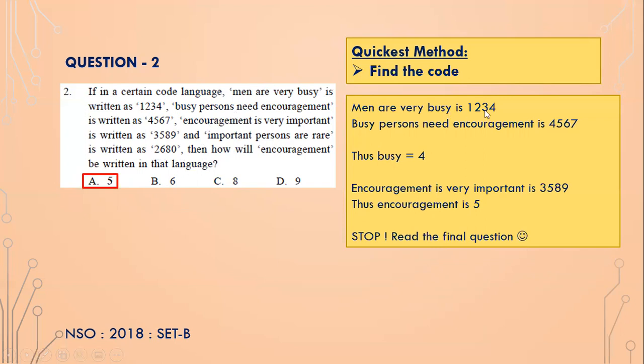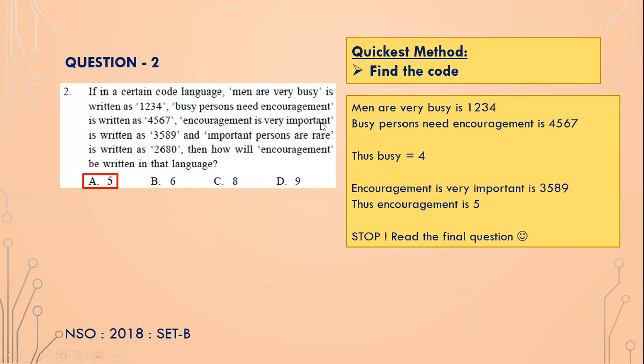So 'men are very busy' is 1, 2, 3, 4, and 'busy persons need encouragement' is 4, 5, 6, 7. Which is the common word? Busy is the common word. And which is the common number? 4 is the common number. So busy is equal to 4, isn't it?